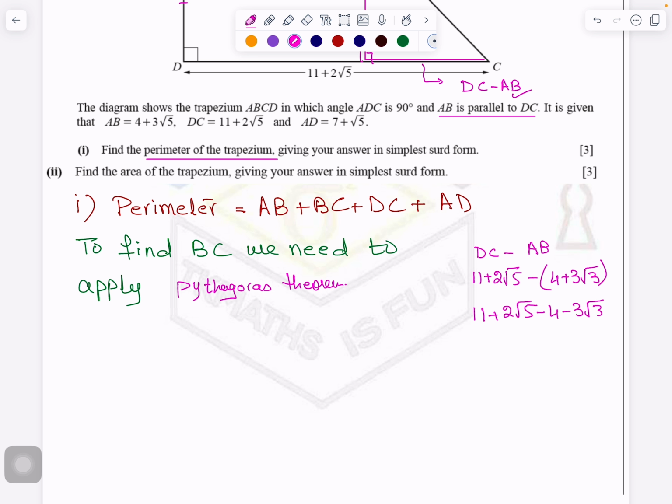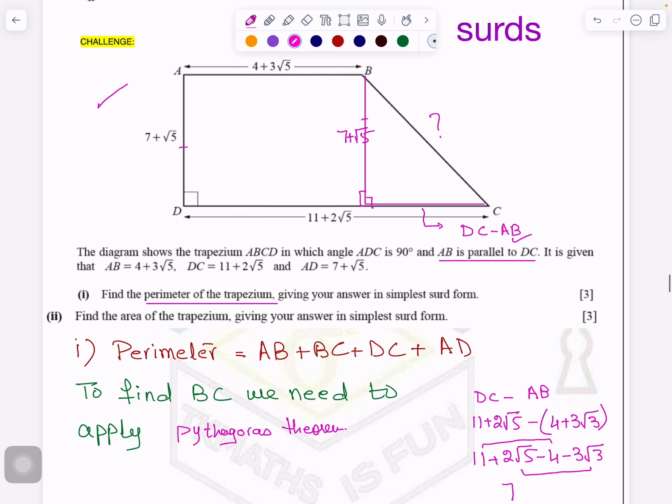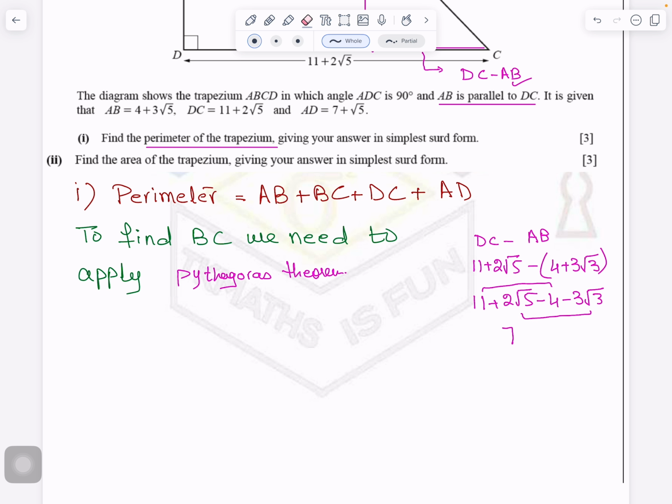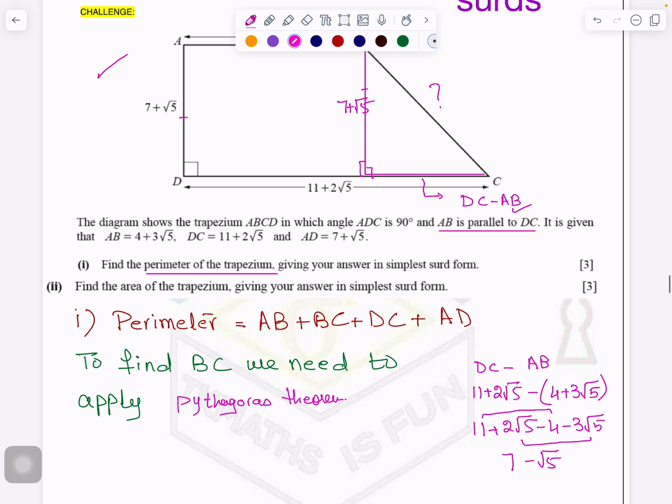So now two terms which are just rational numbers: 11 minus 4 is what? 7. And these terms are with surd. So it is 3 root 5, my mistake. Let me write here correctly, 3 root 5. Okay, so now I can do 2 minus 3 is minus 1 root 5. So I got the length, which is 7 minus root 5.